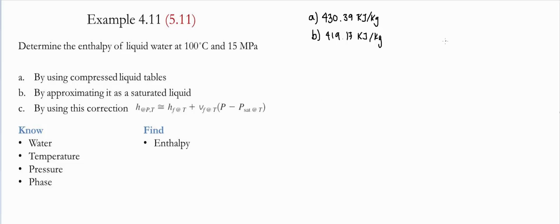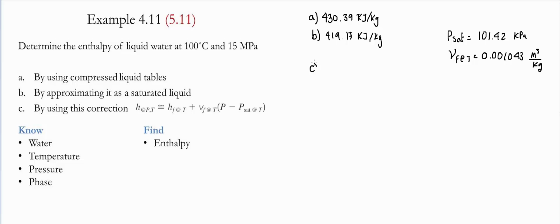difference. If we go back to the table, we see that the saturated pressure at 100 Celsius was 101.42 kilopascals, and we find that the value of the specific volume at that temperature of 100 Celsius is equal to 0.001043 meter cubed per kilogram. So now we're going to use these values in this correction.